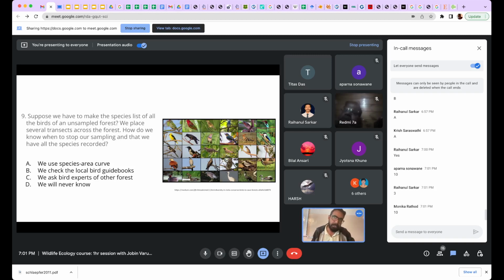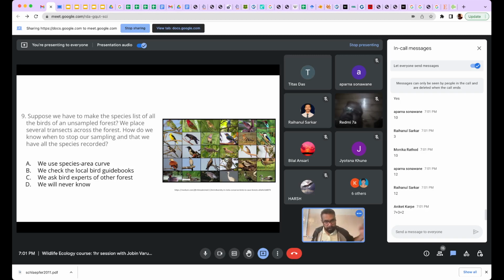How many would the total number of species be? 12. So, 10 plus 2, right? 10 plus 2. Yes, sir. So that way we keep on increasing the number of new species that we see.